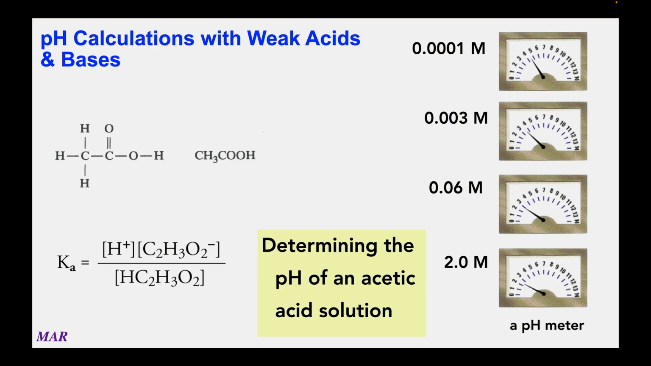Now for bases, we'll use the Kb expression, but it's the same idea, which is kind of cool. Now to find out how much hydronium is there, you can use one of those pH meters on the right. There was a little video that played initially, but what I want you to see is that as the concentration of the weak acid increases, so we went from 0.0001 to 0.003 to 0.06 to 2 molar, you can see how the pH needle got more and more acidic as the concentration goes up. So higher concentrations, more acidic, which means lower pH. And we'll see that in this section.